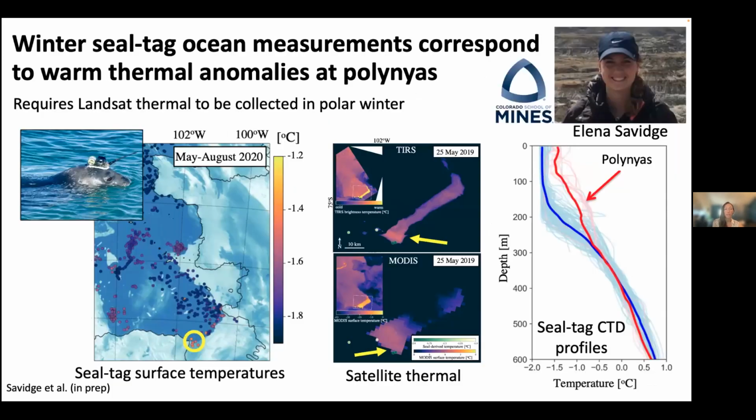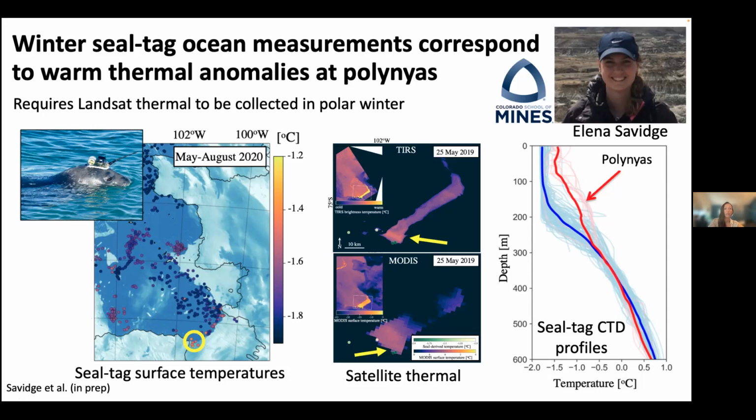And some of the work that's also been done here is to compare and ground truth those sea surface temperatures using seal tag ocean measurements. This is work that's been done by Elena Savage, who's a grad student at the Colorado School of Mines. And she just submitted this paper to IEEE, where she showed that warm seal tag measurements were associated with warm thermal measurements that were being taken in wintertime from Landsat and MODIS. And so these warm plumes are where seals like to congregate in wintertime. We have a bunch of measurements of them, and thermal is corresponding to what we see at depth.